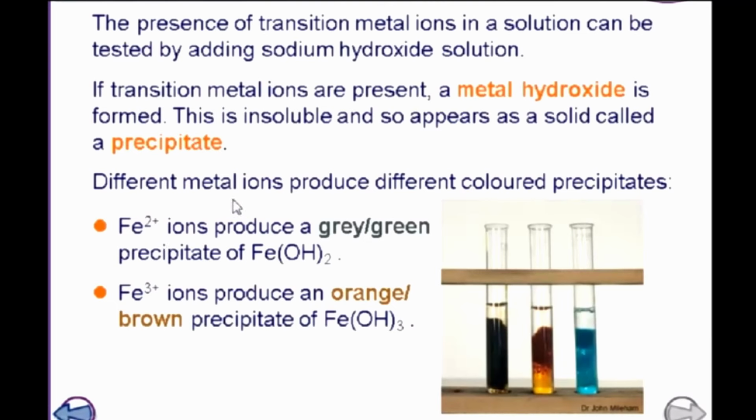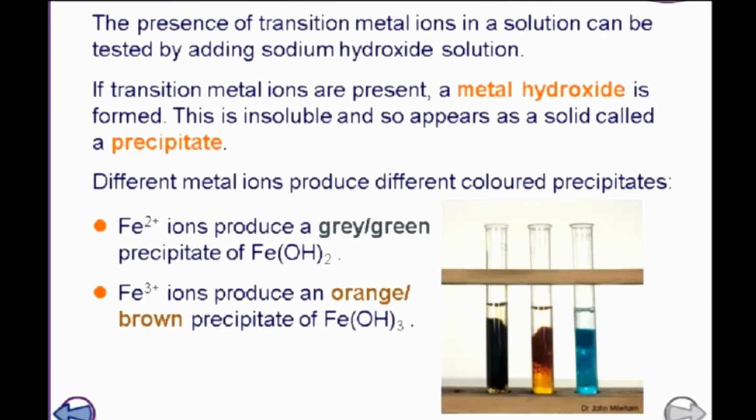Iron(II), ferrous, or iron(II) ions produce a grey-green color of iron hydroxide, whereas iron(III) ions produce an orange-brown precipitate. See how the difference comes according to the variable oxidation state, and we can recognize this is iron(II) and this is iron(III) by the color differences.